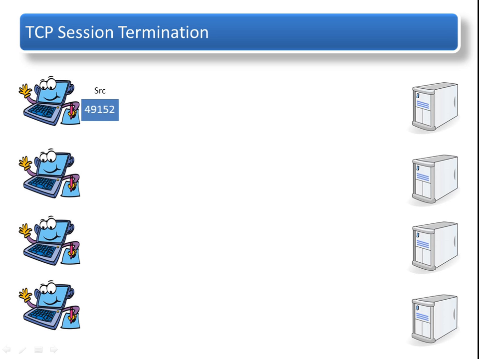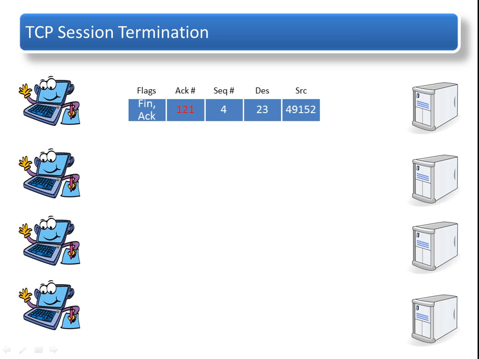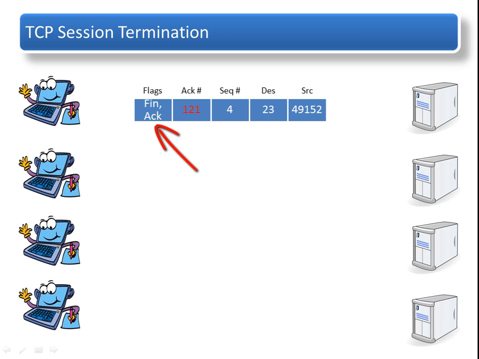Step 1. The host must send a segment with the FIN flag set. Since this segment will be sent after receiving an incoming segment, the host, in this case the laptop, will also set the ACK flag, letting the server know what segment it received. The sequence number of the next incoming segment will be stored in this segment's acknowledgement field as well.